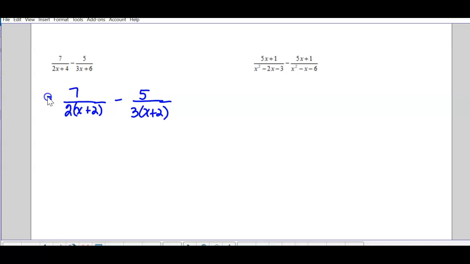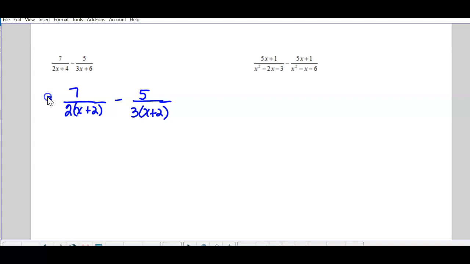In this one, if we didn't factor the denominators, we'd actually be okay. We have our common denominator of 2x plus 4 times 3x plus 6. And at the end, we would have a common factor of x plus 2 that we could divide out. Okay? But it doesn't matter. Basically, because these are only degree 1 denominators, it's going to work out okay if you don't find the lowest. But let's get into practice, because they're not always that easy.